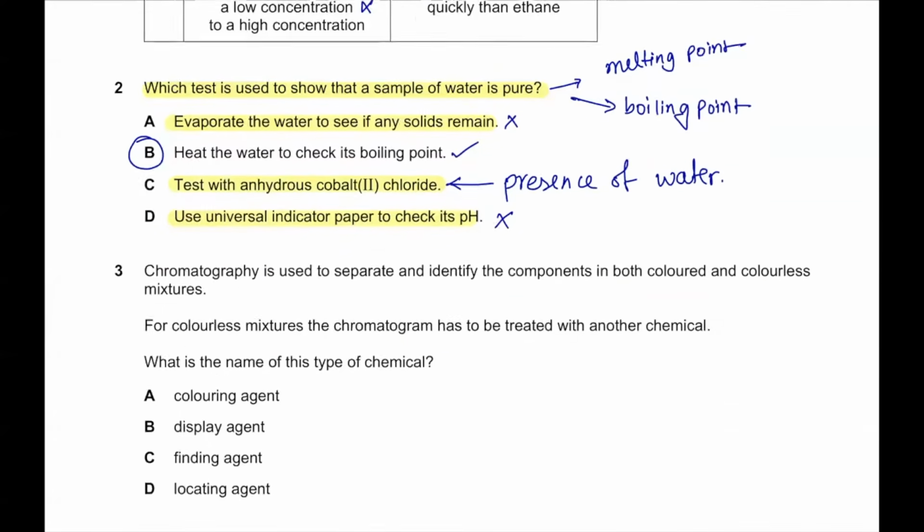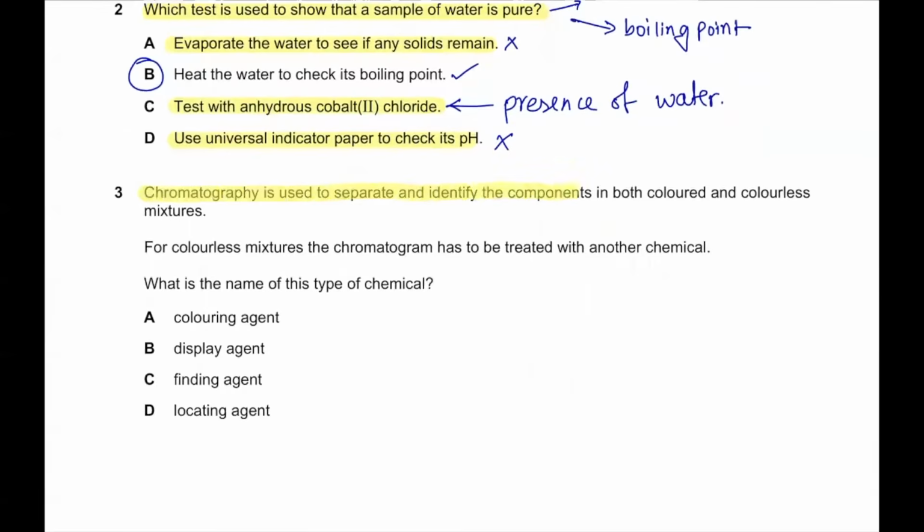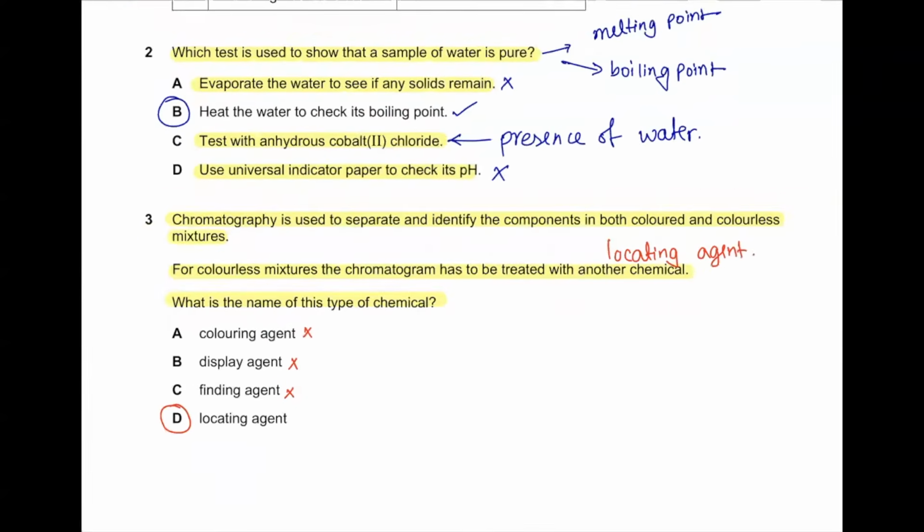Question number 3. Chromatography is used to separate and identify the components in both colored and colorless mixtures. For a colorless mixture, the chromatogram has to be treated with another chemical. This chemical is often called the locating agent, because we use this to locate where our particular chemicals, those that are traveling through the chromatography, have traveled up to. So what is the name of this type of chemical? Obviously it is not a coloring agent, not a display agent or finding agent. It's called the locating agent. Okay.